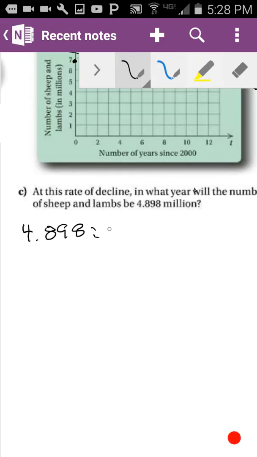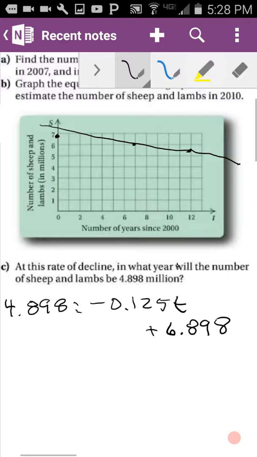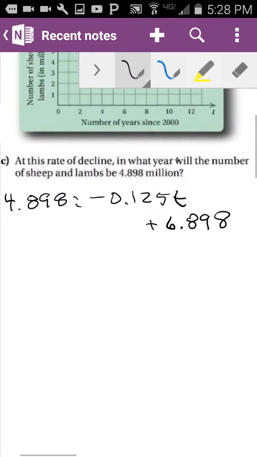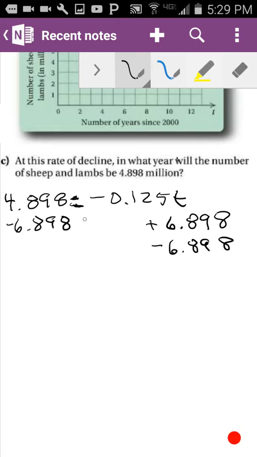So we write 4.898 equals -0.125, and we don't know t, plus 6.898. Make sure I got that number right. Yeah. Okay, so now we have to solve for t. So let us get the t term by itself by subtracting 6.898 from both sides.